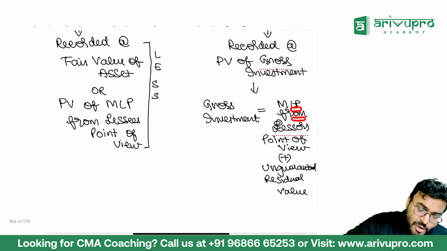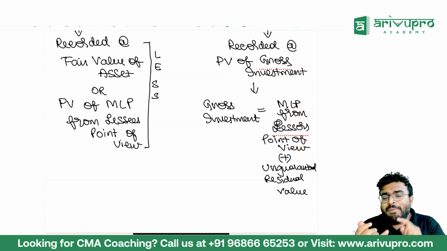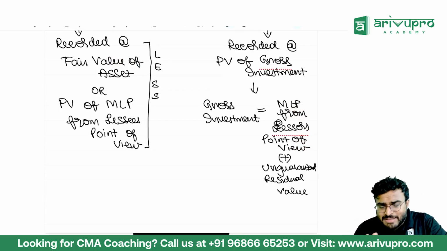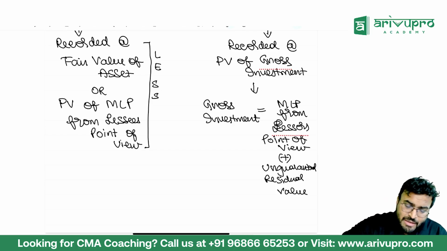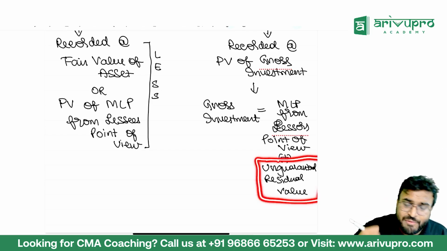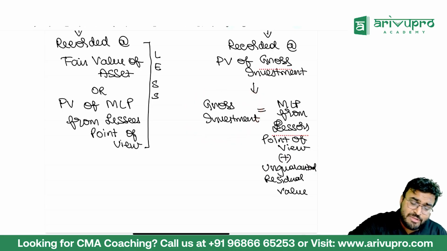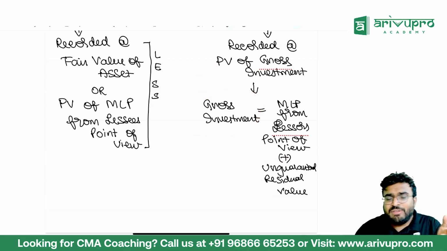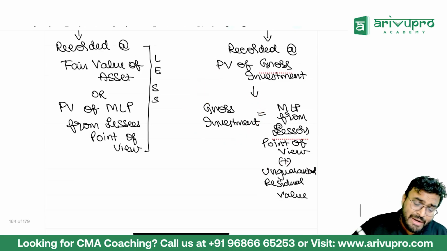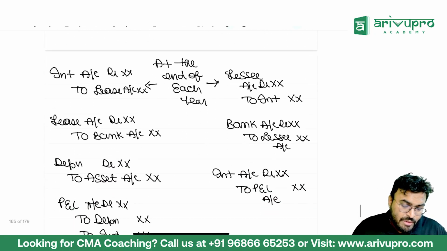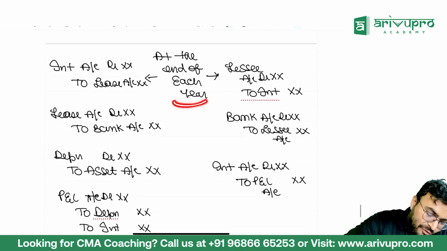Minimum lease payment from lessor's point of view. What does it mean? It is lease rent plus guaranteed residual value from lessee plus guaranteed residual value from others plus unguaranteed residual value. All this is called gross investment. When you take the present value of that, it becomes present value of gross investment and it should be recorded at that value. Okay, at the end of each year, what entries will be passed?